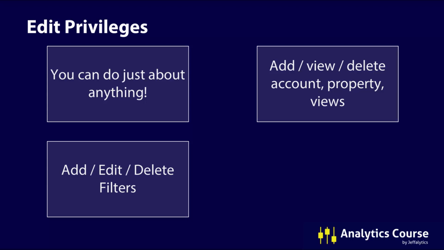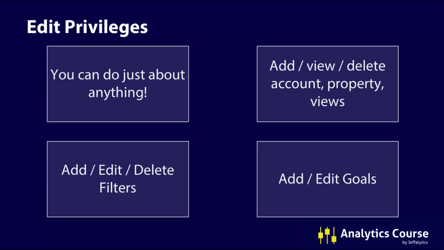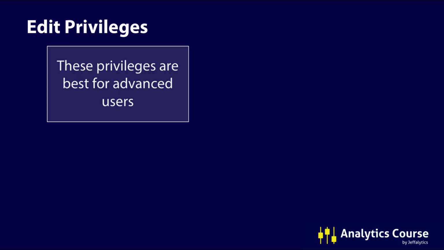Basically, edit privileges is like the time that you can screw everything up. And so if you have edit privileges, you need to make sure you know what you're doing, and you need to be careful. Don't just push stuff if you don't know what you're doing. You can add, you can edit goals, and do whatever you need to around goals. There's all kinds of stuff you can do on the back end. Now, what I would warn you is that these privileges are best for advanced users, people who know what they're doing, people who have been in Google Analytics, people who are certified, people who have gone through the entire process of learning this stuff inside out.